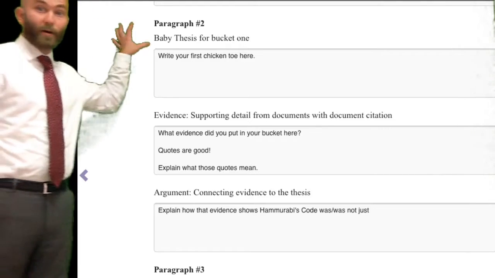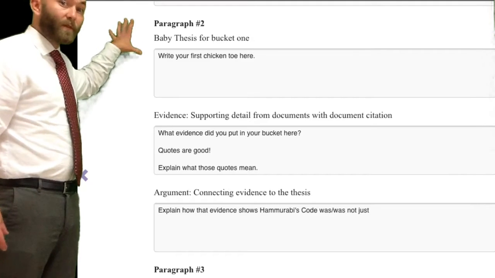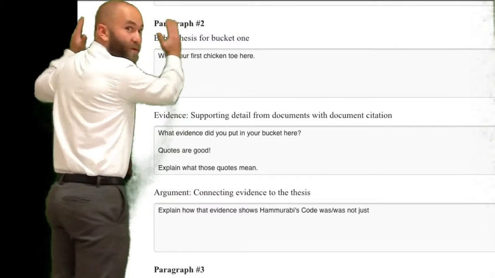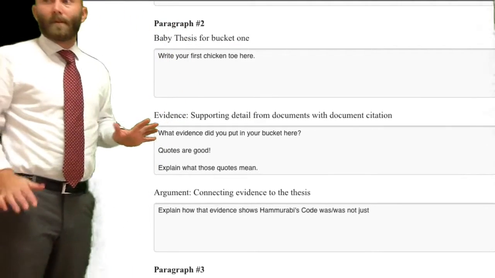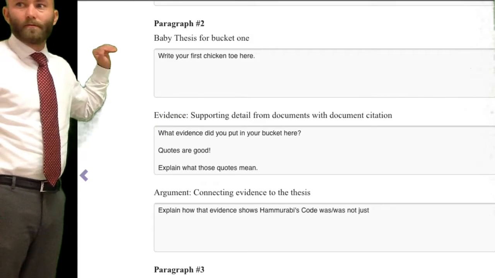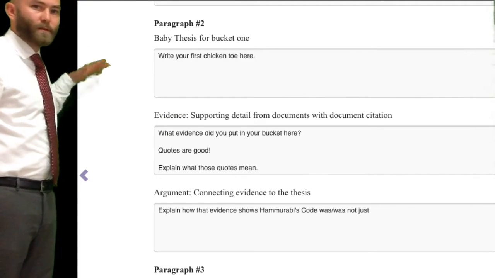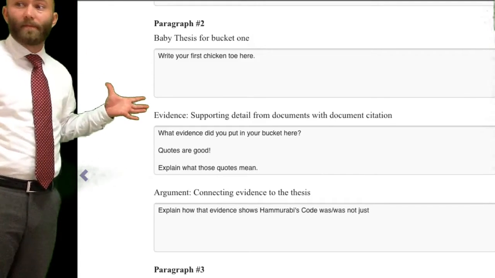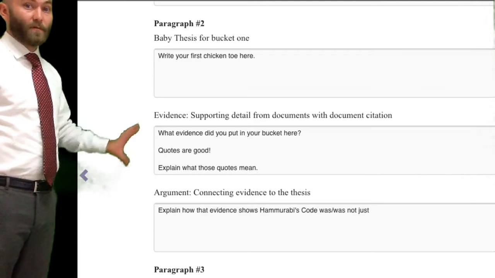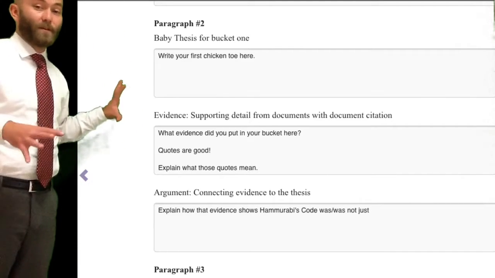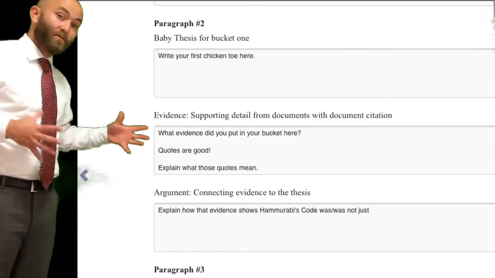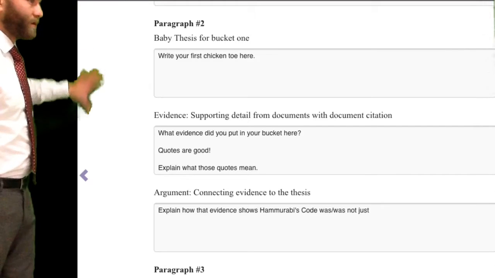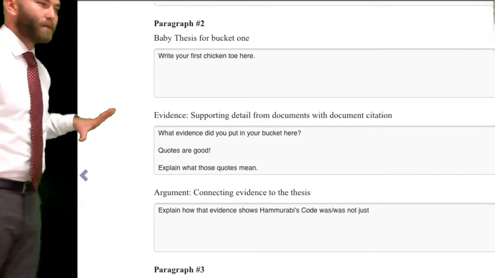So, for paragraph 2, you're starting out with the first toe of your chicken foot. You can even just turn that toe into a sentence right away. Then you want to write what evidence you're going to use, put in a bunch of quotes, namely quote those laws, and then explain how these quotes prove this main idea that you have, that Hammurabi's code is just or it's not just. So for these 2 boxes, those are the 2 main things.